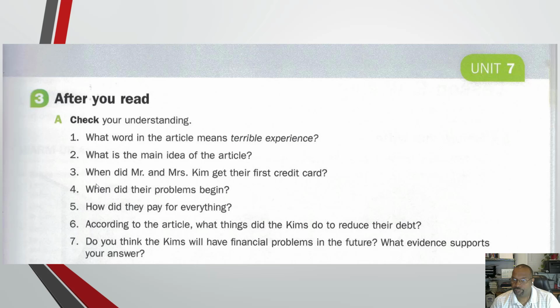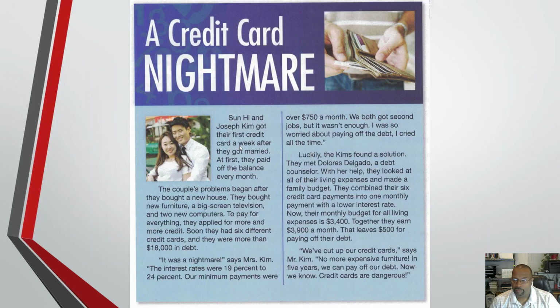All right, so let's move on. Number 3, after you read, check your understanding. What word in the article means terrible experience? The word that I found that meant terrible experience was "nightmare." Right here in our passage, "It was a nightmare," says Mrs. Kim. The interest rates were 19% to 24%. That's pretty much a nightmare.